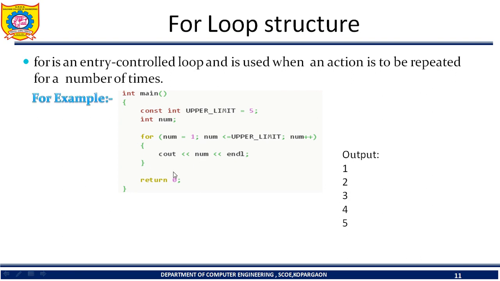In this way we will continue the execution of the for loop until the condition becomes false, and once the condition becomes false, we will be outside the for loop and it will return 0. That is nothing but the termination of the program. In this way the execution of the for loop will happen here.